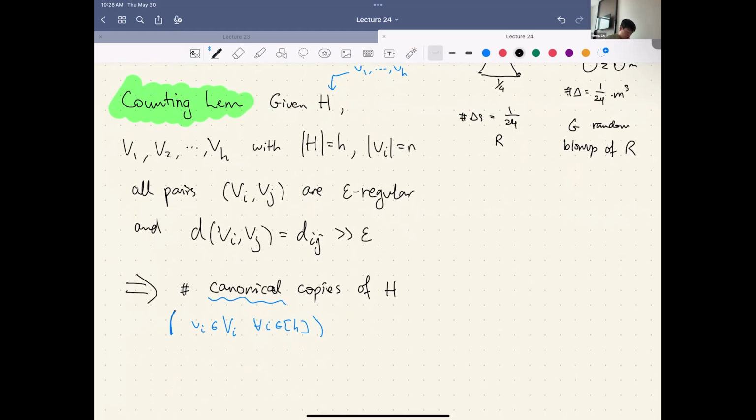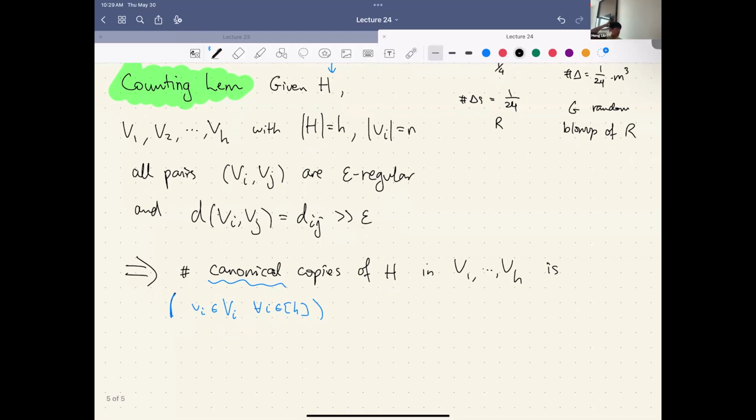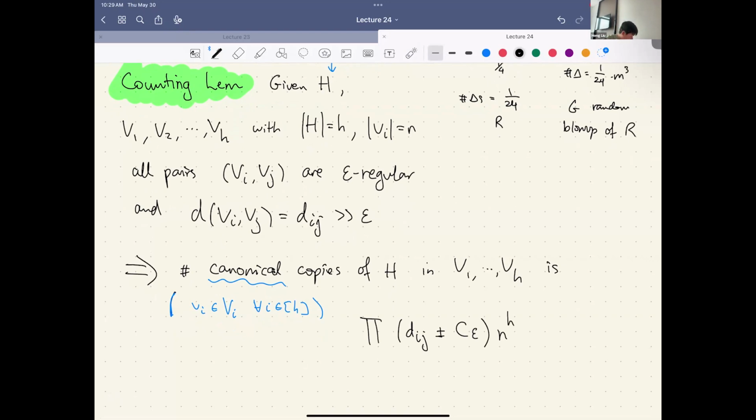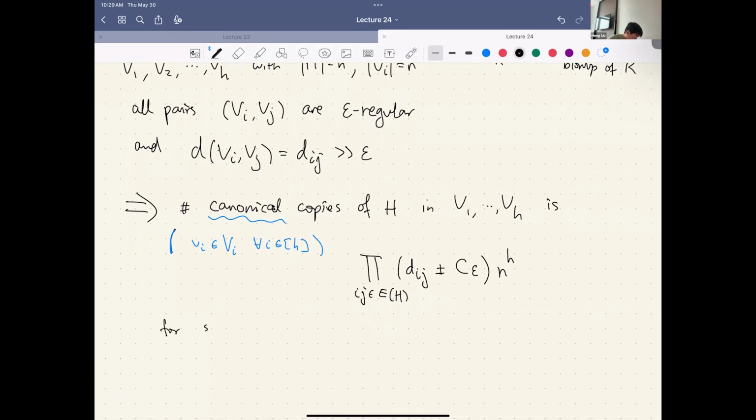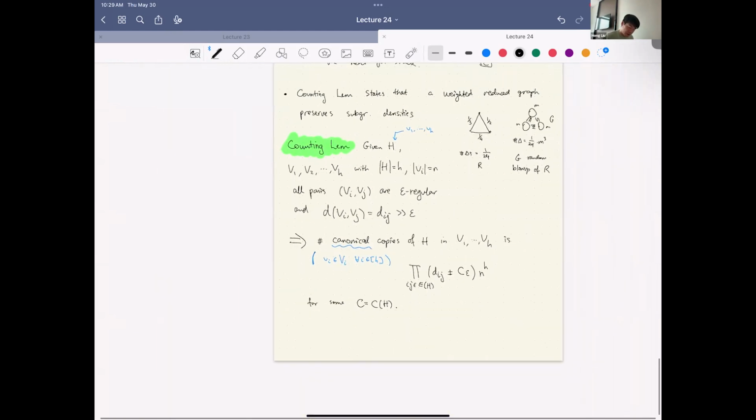Okay, the number of canonical copies of H in V1 up to VH is the product of dij plus or minus some constant times epsilon, to the power of n^h, over ij an edge of H, for some absolute constant C depending on H. This is the counting lemma. Exactly what I said here for the triangle case.